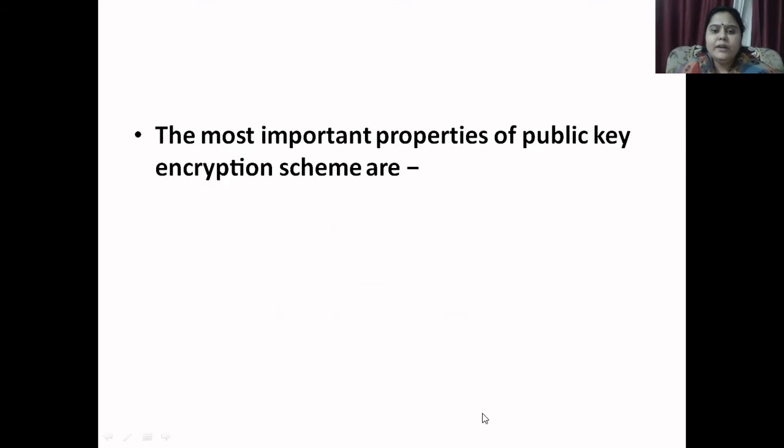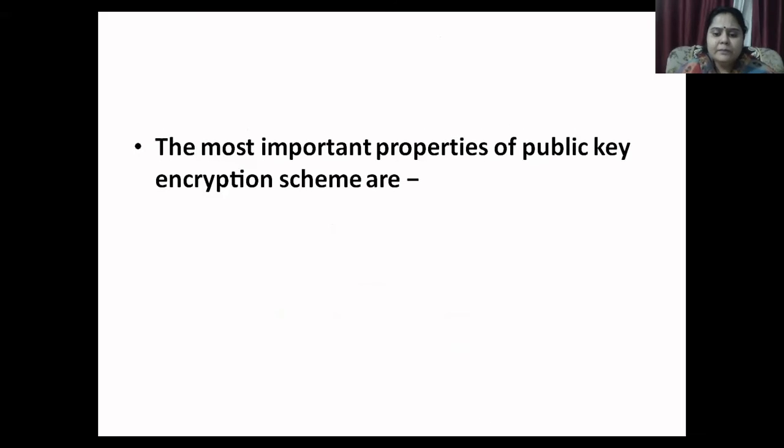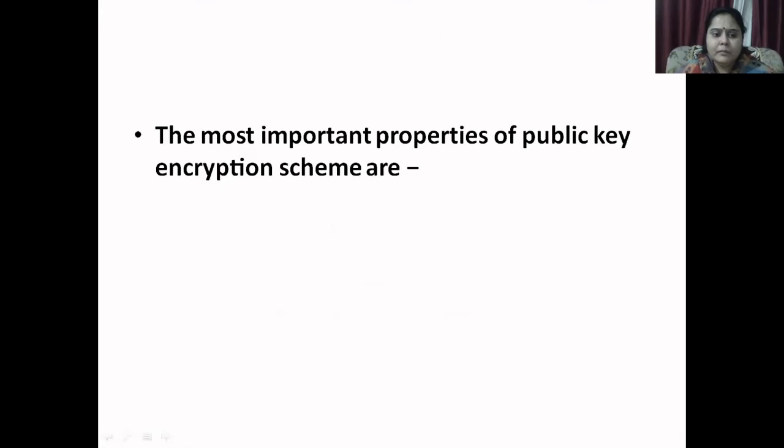Now, the most important properties of the public key encryption schemes are: the different keys are used for encryption and decryption. This is the property which sets this scheme apart from the symmetric encryption scheme. Each receiver possesses a unique decryption key, generally referred to as his private key. The receiver needs to publish an encryption key, referred to as his public key.